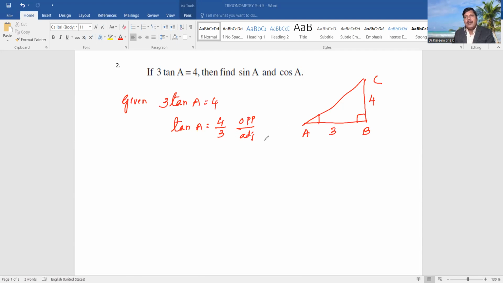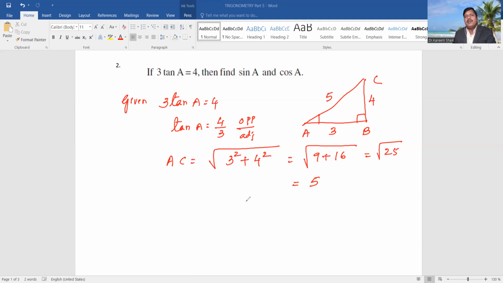Now I wish to find AC. So AC equals the square root of AB square, that means 3 square, plus BC square, that is 4 square. Square of 3 is 9, square of 4 is 16. That equals root 25. We have plus or minus 5, but we take only plus 5 because a length can never be negative. So the hypotenuse value is 5.